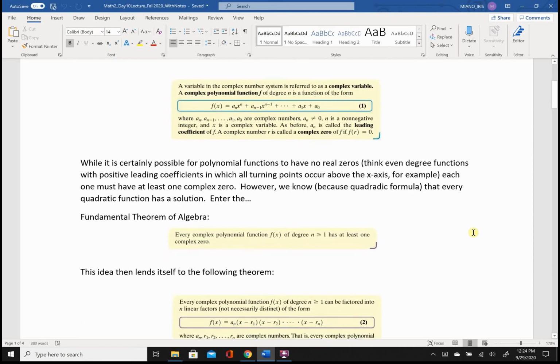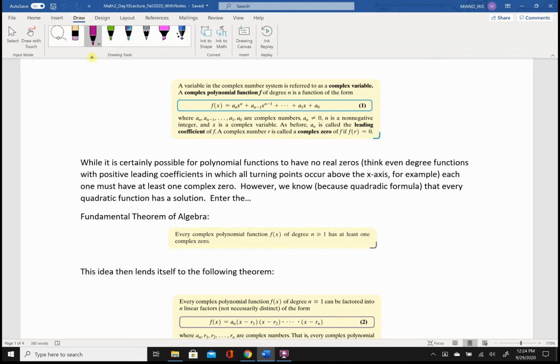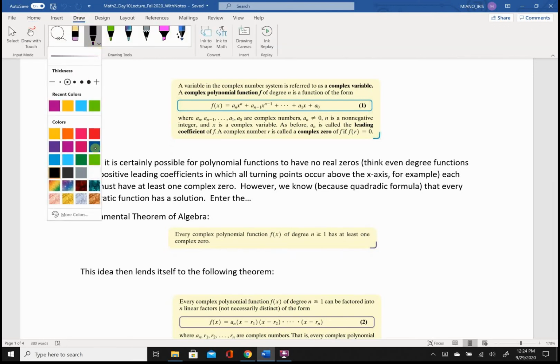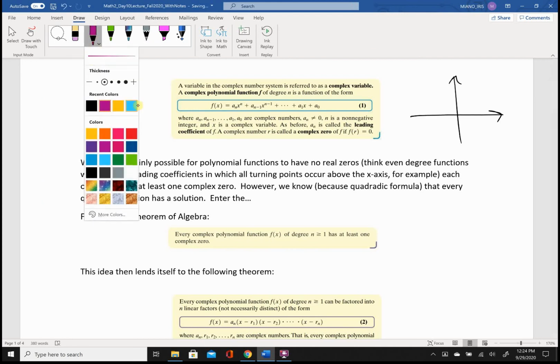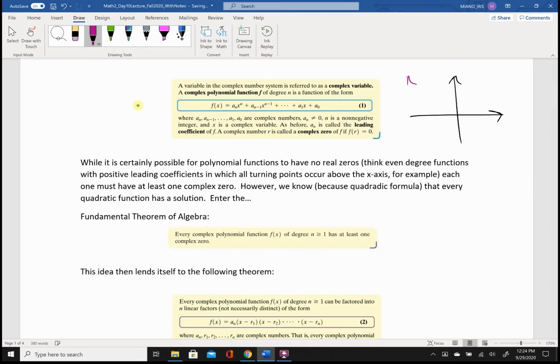So thinking about polynomial functions that have no real zeros. This has come up from time to time, and if we want a visual of this, we can think of even-degreed functions with positive leading coefficients in which all the turning points are above the x-axis. So if I wanted to draw a quick pic of what that looks like, something like this. Note this pink trajectory here, where you have it going off to positive infinity, and maybe you have some stuff like this, right? And so notice that at no point does this magenta line cross the x-axis, so that means that there's not going to be any real zeros.